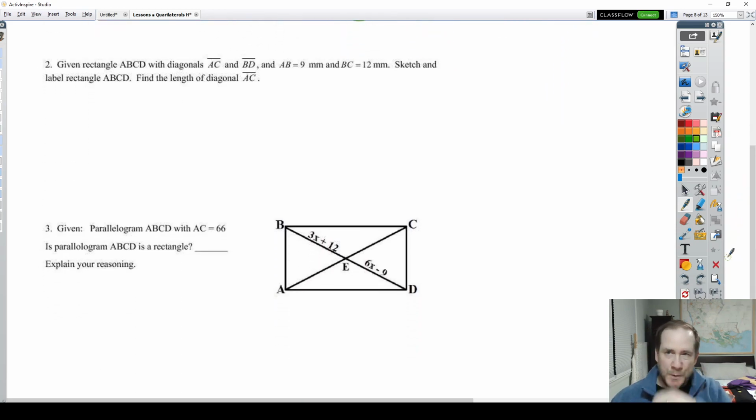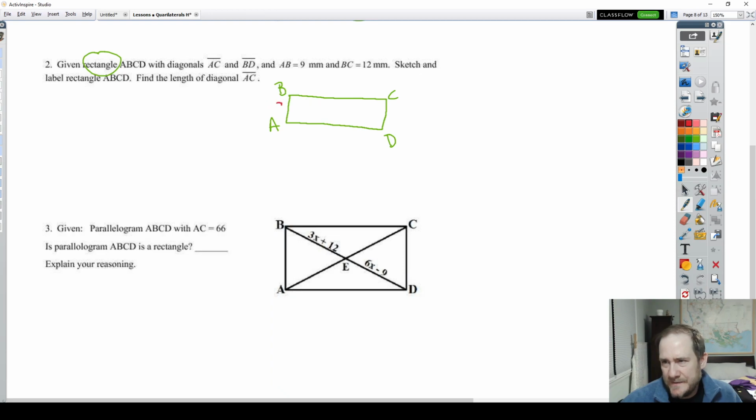Number 2. So it's another rectangle. And the diagonals AC and BD. Alright, we better draw this thing out, right? So it's a rectangle. Let's go ABCD. So AB is 9, so that's a side. And BC is 12, that's another side. Sketch and label the rectangle, and then find the length of diagonal AC.